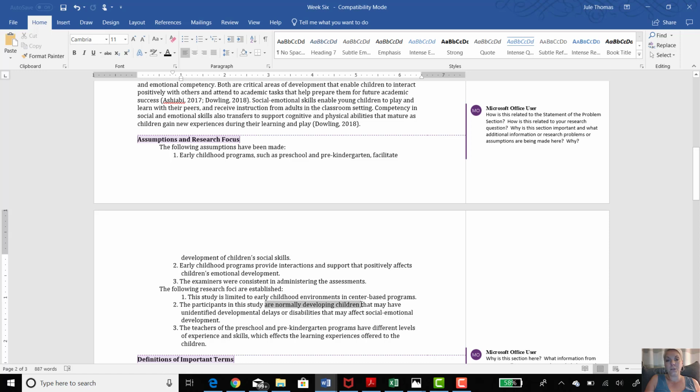I'm going to limit my research to children who are normally developing, children who may have unidentified development delays or disabilities, but I'm not aware of that. I'm looking at just normally developing children, not children with disabilities, not children who have autism, right? I'm also assuming that the teachers of the preschool and pre-kindergarten programs have varying levels of experience and skills, which may affect their learning outcomes, right?